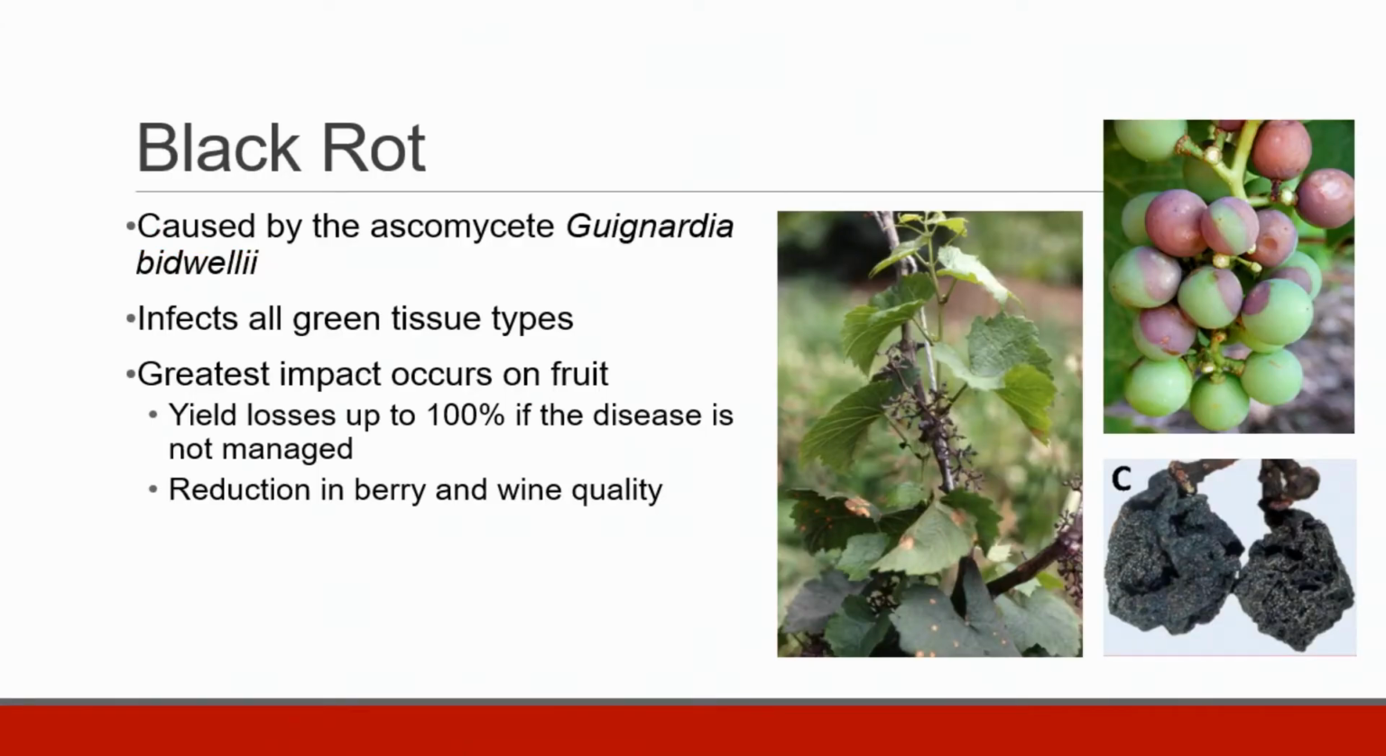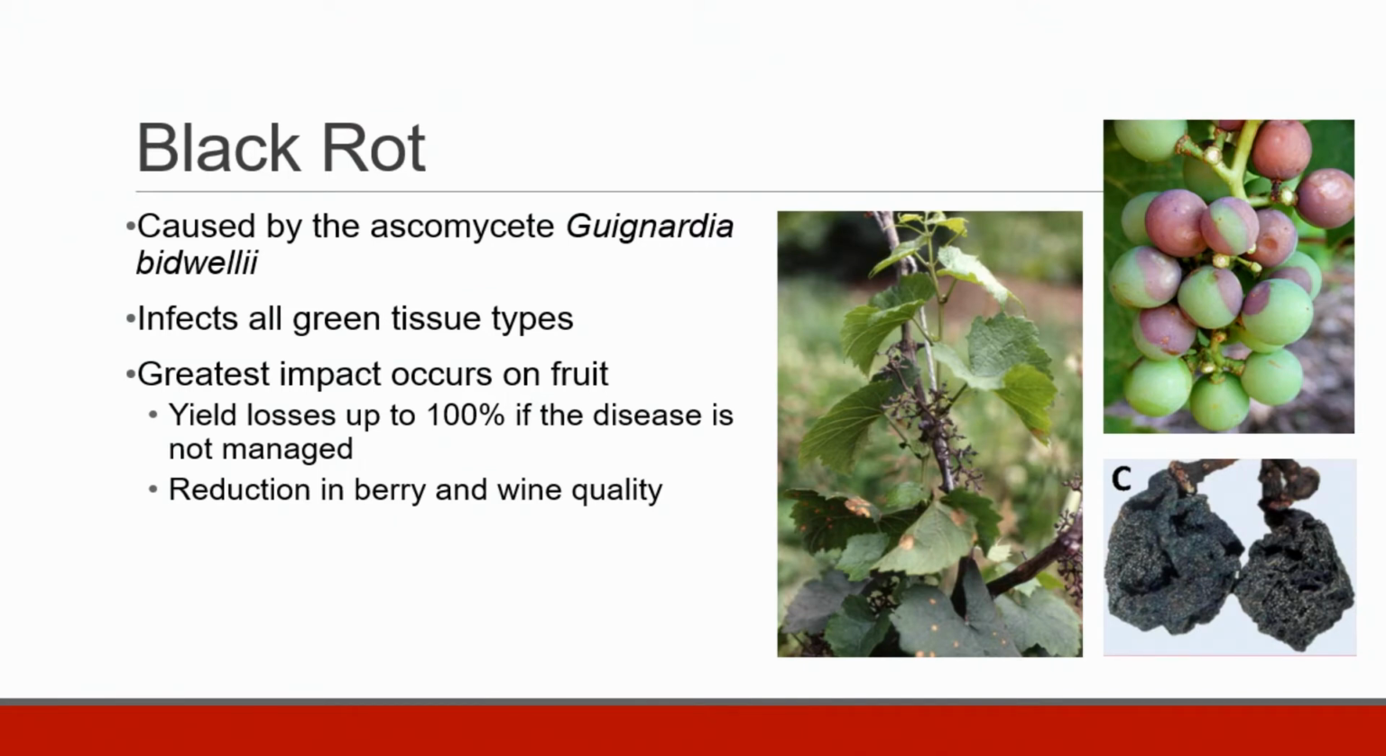Black rot of grape is caused by the Ascomycete Guignardia bidwelli. Infections can occur on all green tissue types, although leaf, shoot, tendril, and cane infections rarely result in appreciable damage to the vines. In contrast, berry infections can cause yield losses up to 100% and reduce the quality of the berry.